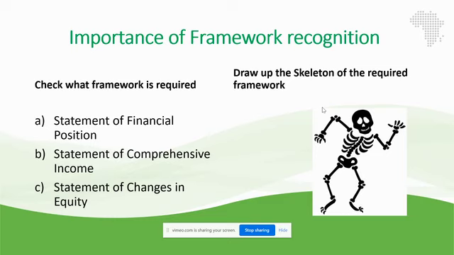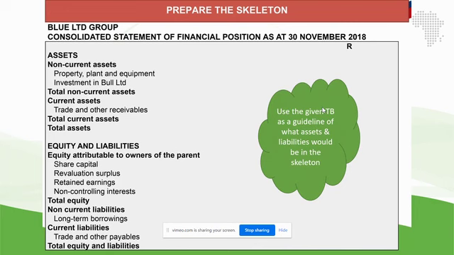Importance of framework recognition. This is the first thing you should do when you look at a question and you look at the required. It would ask you for either a statement of financial position, statement of comprehensive income, or statement of changes in equity. Once you know what statement you are required to complete, you can start drawing up the skeleton of that required framework.